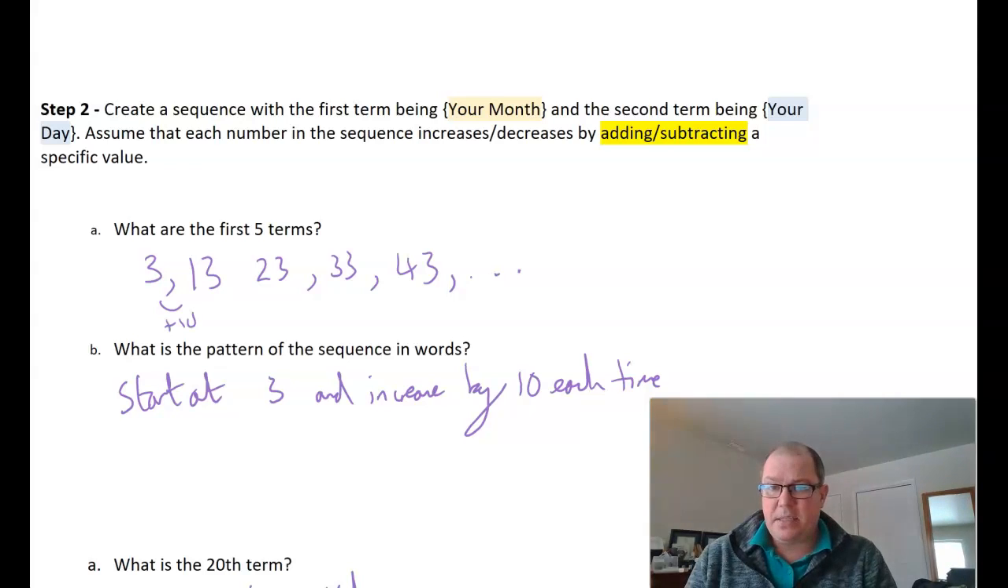So what's the pattern in words? You must say the starting point. I'm starting at 3 and I'm increasing by 10 each time. Now, the next one is a tricky one. What is the 20th term? And I've got a little sequence to help us work that out.